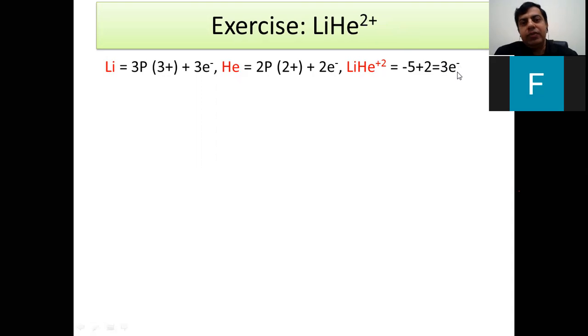So actually, what we are going to do is calculate how many total protons and how many electrons there are. So there are 5 total protons, and the nucleus of the lithium has 3 positive charge, and the helium has 2 positive charge. So this charge belongs to the nucleus, and the rest we have 3 electrons total over here. So this is the net output to consider the number of protons and electrons to calculate the potential energy.